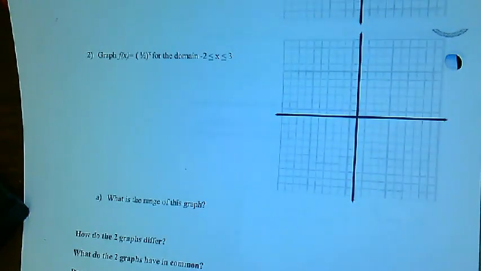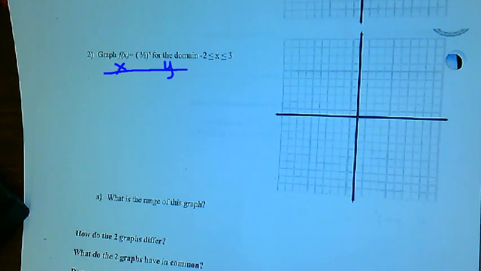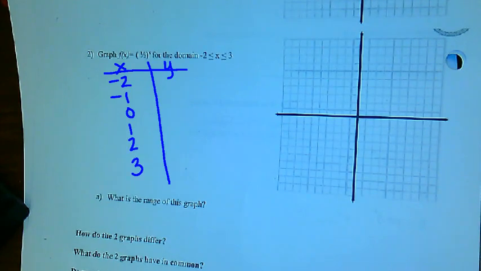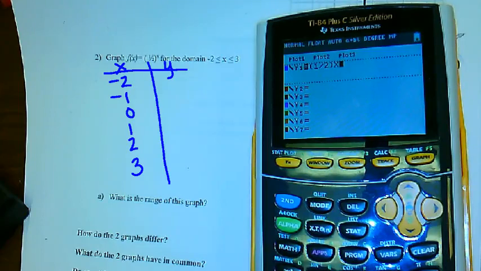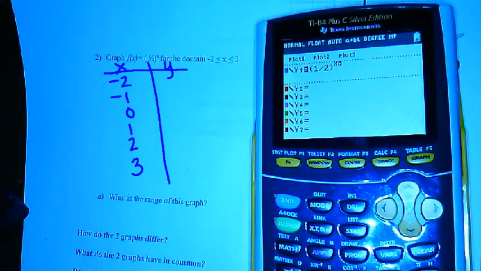Alright, next one. Okay, so again, same thing. We're going to use what they told us, so x, y. So they want all the way from -2 to +3. Alright, so just how it's on here, I'm going to do parentheses, 1/2 raised to the x. So again, you do your little caret button, which is right under the clear. It's like that little up arrow.